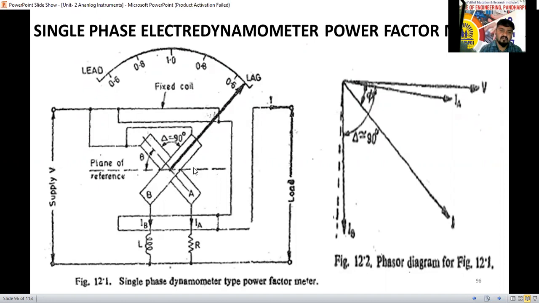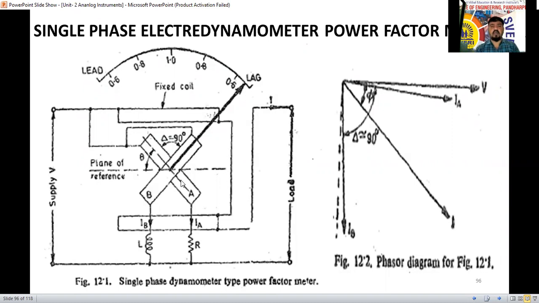If the coil A current is leading, it will rotate more in one direction, and the lagging one will rotate in the other direction. Both coils produce force in opposite directions only. Whenever the coil A force is greater than coil B, the pointer will move one way; whenever the coil B force is greater than coil A, it will rotate the other way. In the power system, we have to maintain unity power factor. If it is lagging or leading, it is because of these two forces.